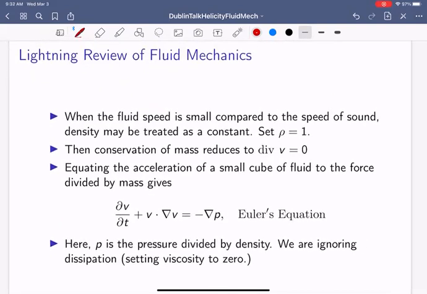So I'll talk about the simplest case of fluid mechanics, which already is still not understood. And that is the case of a fluid that is incompressible. Incompressible in this context means simply that the speed of the fluid is small compared to the speed of sound. As you know, the speed of sound is related to the compressibility of the fluid. So if the fluid is moving very slowly, it's equivalent to assuming that it is not compressible, that is, that the density is equal to 1.